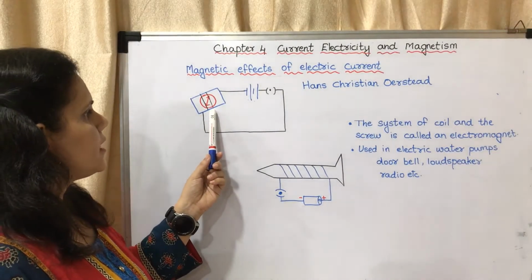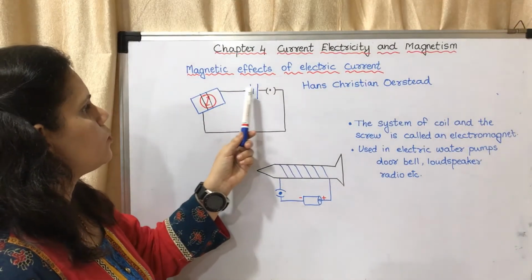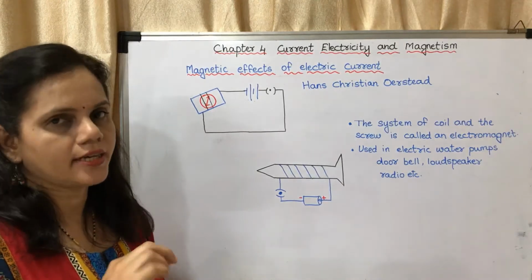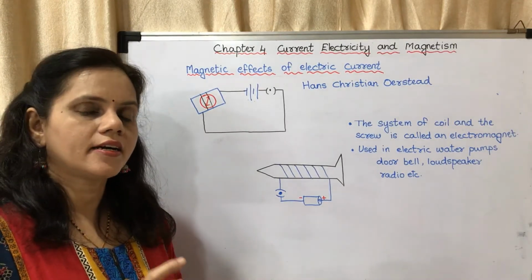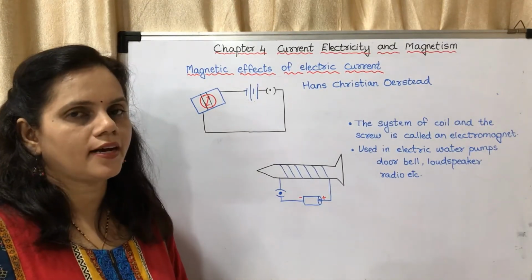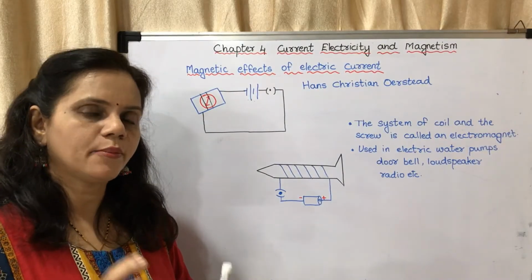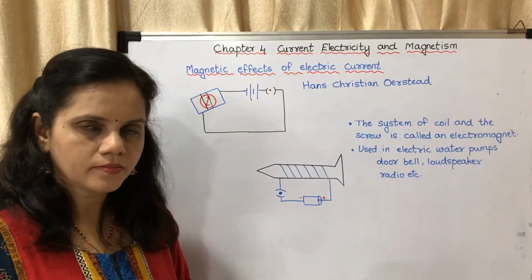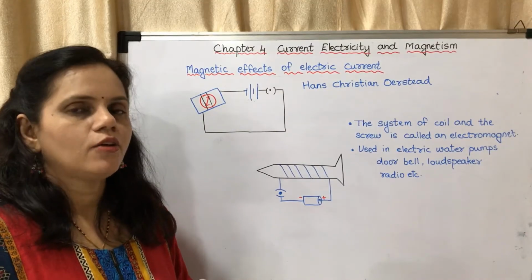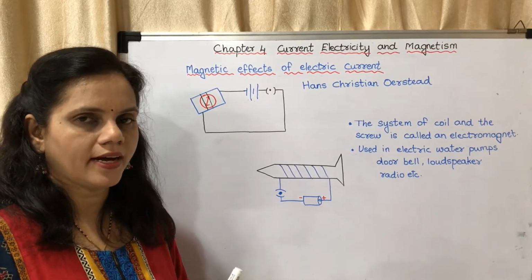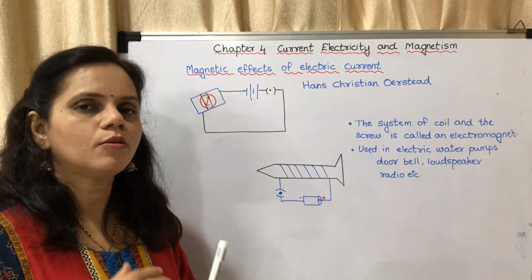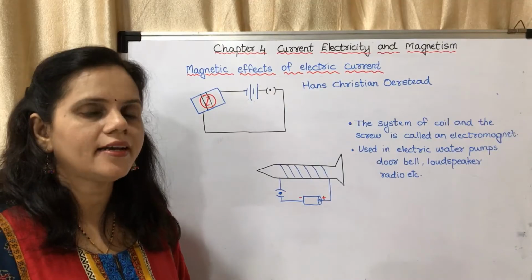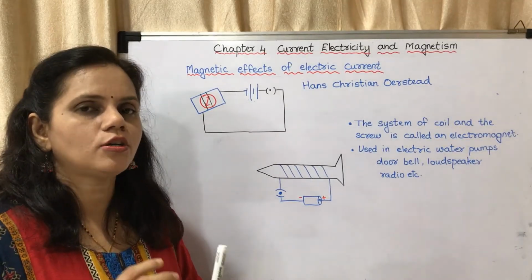So it was seen that when the current was passing through the wire, the magnetic needle got deflected. When the current was not passing through the wire, the magnetic needle remained as it is. It did not move. Understood? I repeat, when the current passes through the wire, the magnetic needle moves, and when the current does not pass through the wire, the magnetic needle does not move.